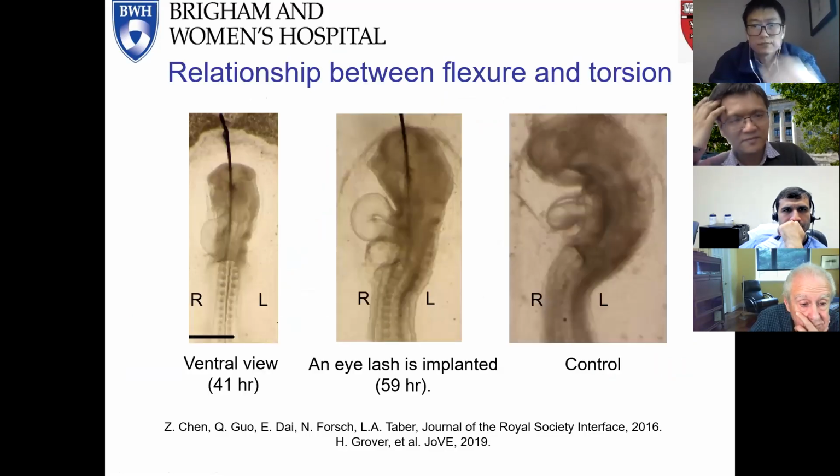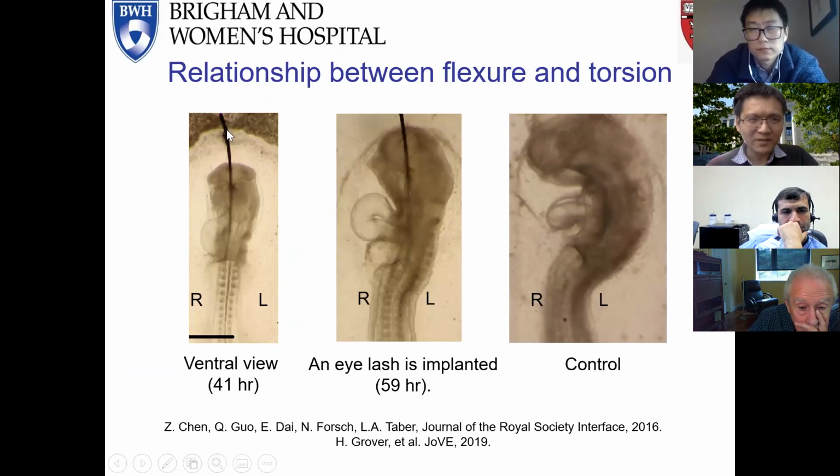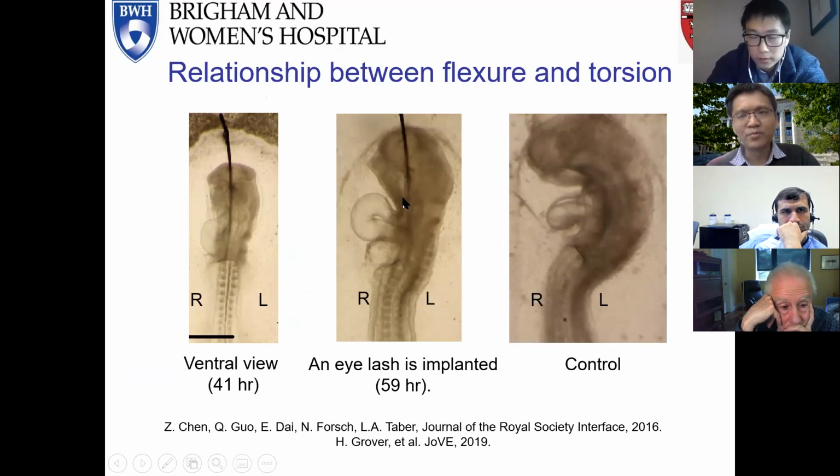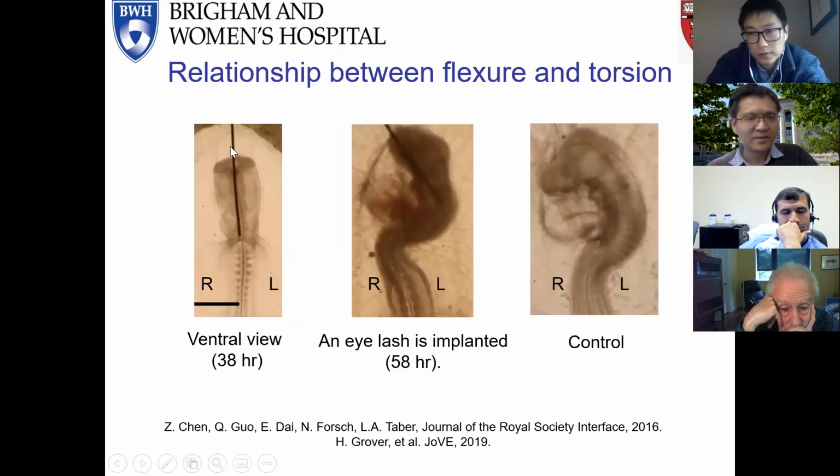And to test the third hypothesis about the relationship between bending and twisting, we use an implanted eyelash, which is much stiffer than the embryonic brain tissue, to inhibit bending. So we found that the brain torsion is significantly suppressed as compared to the control embryo. But if the implanted eyelash did not go far enough, in other words, if it's only affecting the cranial flexure, not the cervical and thoracic flexure, then the brain torsion still can happen to almost 90 degrees.